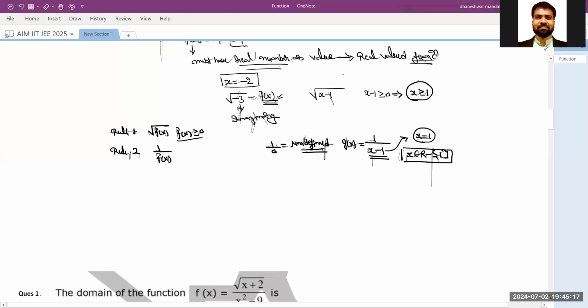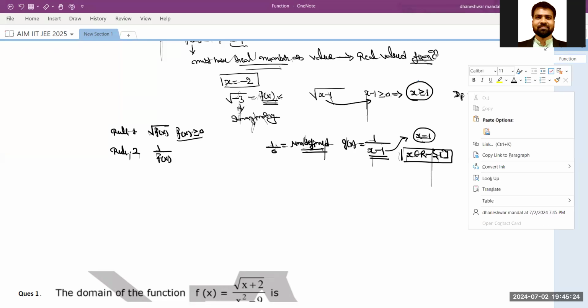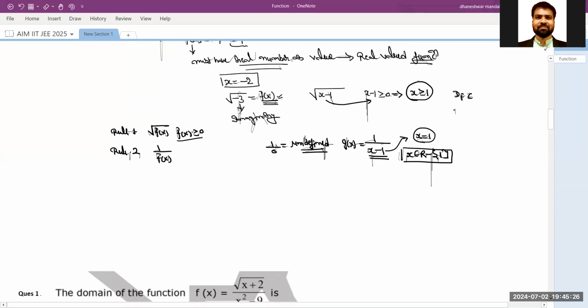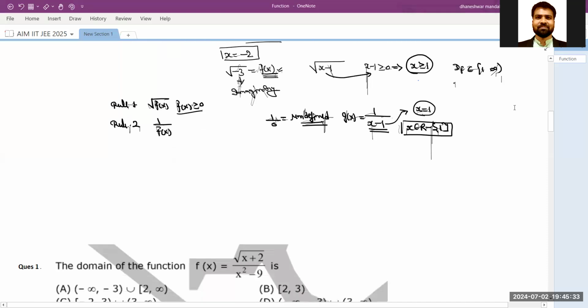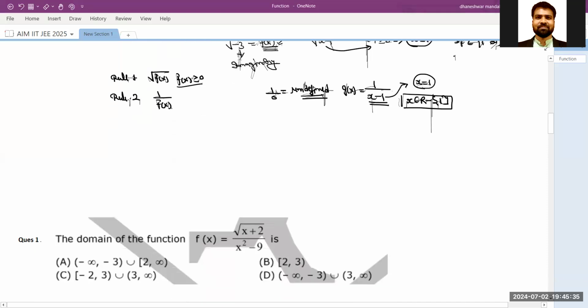It means for this function, the domain will be nothing but x greater than or equal to 1. So the domain will be 1 to infinity. Are these two rules clear or not?